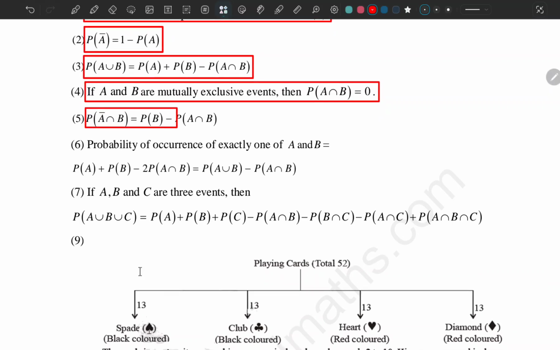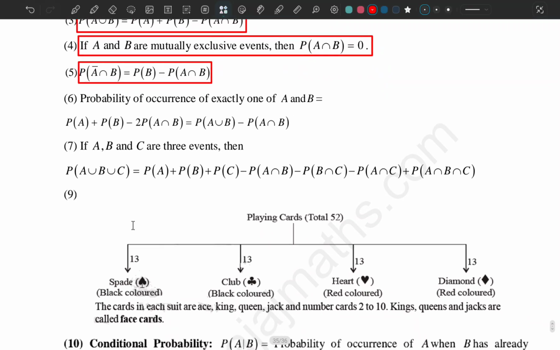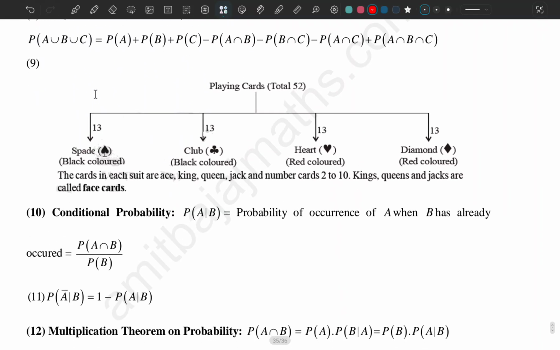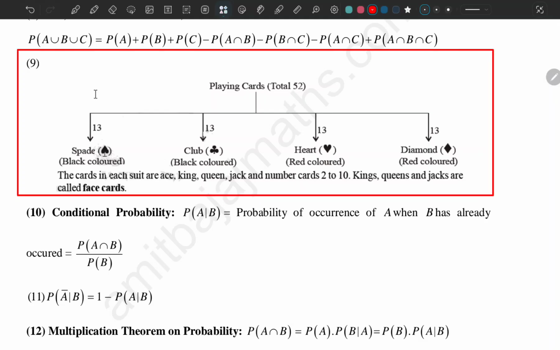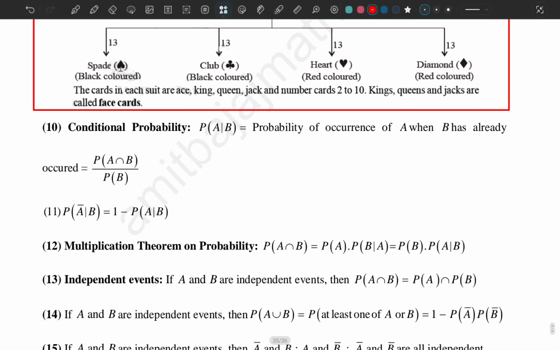If P of A bar intersection B equals P of B minus P of A intersection B. These things are going to be used in questions, so these things are important. And if we talk about the playing cards, you can just read them out. Again, quite important. So yeah, you can just read them out if you want.